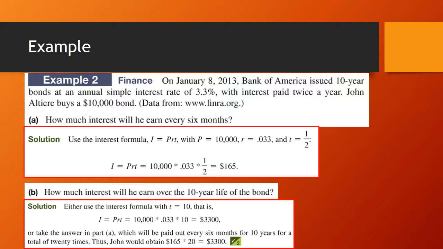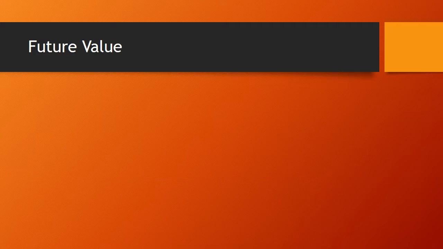Another way of looking at it is if he gets paid every 6 months for 10 years, he will receive a total of 20 payments. So take the $165, which would be one payment, and multiply it by 20. You get $3,300 using this method also.